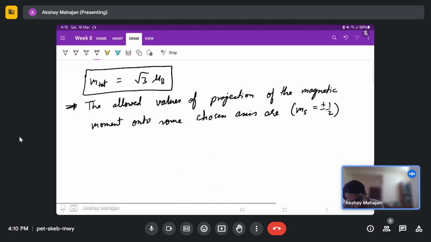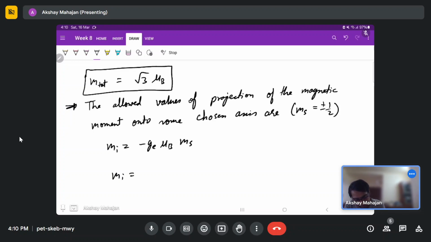So basically our mi here is minus g times mu B times ms. Let me just check. I'm not sure if this minus sign is correct or not. I have to check, but most probably, if the magnetic direction is given, then it's not. I will check and get back to you maybe in the next section.